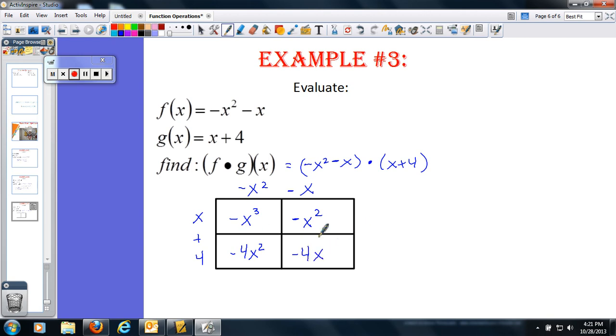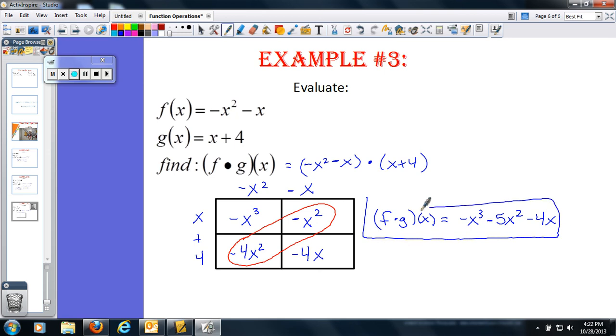Now you just write these in descending order. Just so you're aware, a lot of times you have to check the middle terms, but a lot of times these will be like terms, so those are the ones we have to actually combine. So f times g of x is going to equal negative x to the third, then negative 4x squared and negative x squared, so it's going to be minus 5x squared, and then minus 4x. And here is f times g of x.